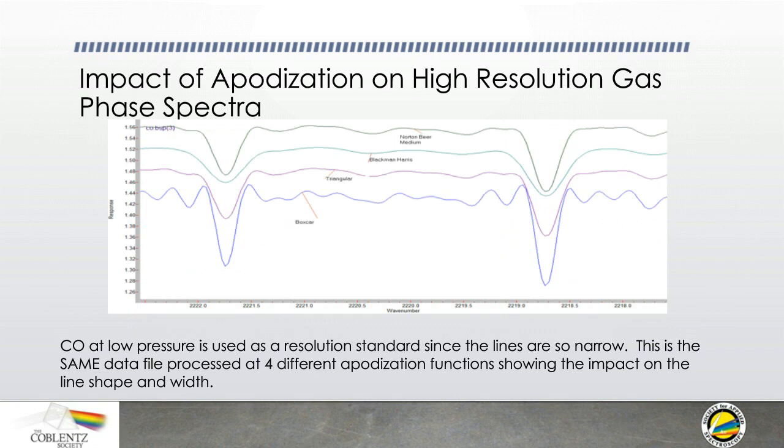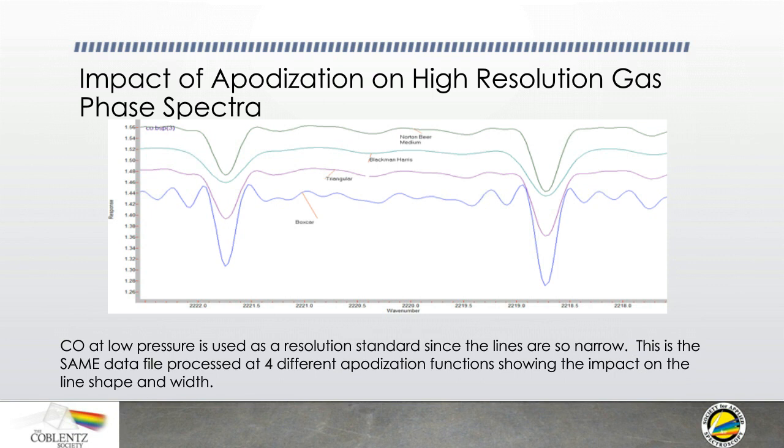Now, I said that you want to use boxcar apodization on gas phase spectra. And what we have here is carbon monoxide in a gas cell at 6 torr. This is a standard test that's used to test the resolution of an instrument. And we can see on the bottom spectrum, where we're using boxcar apodization, that peak is very sharp.